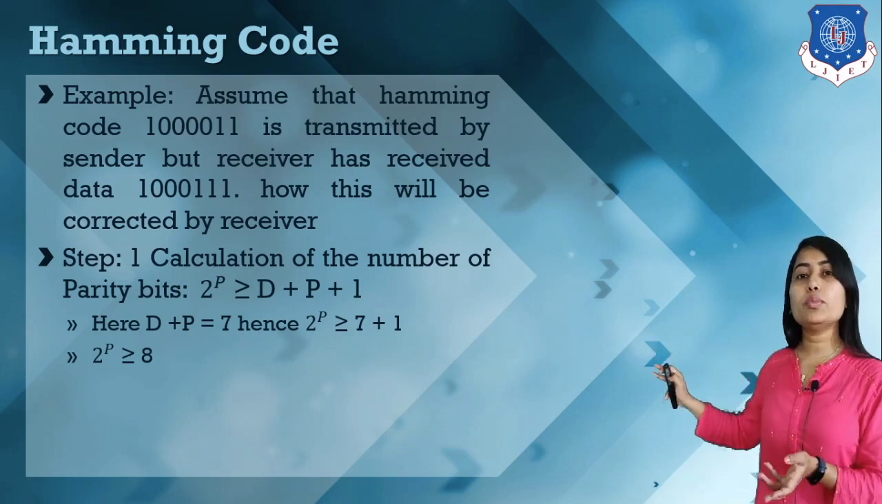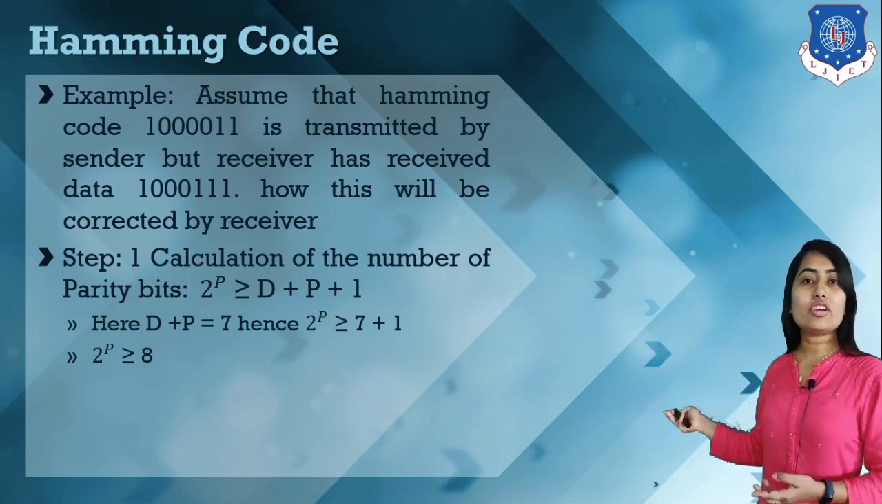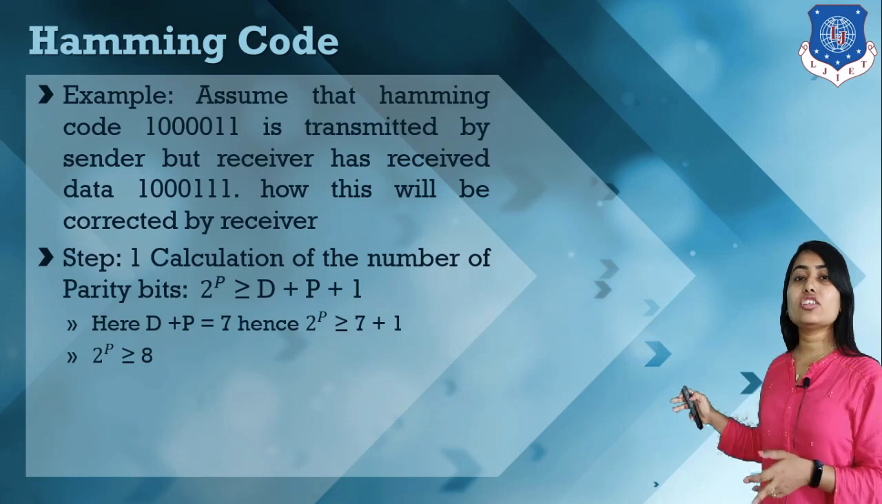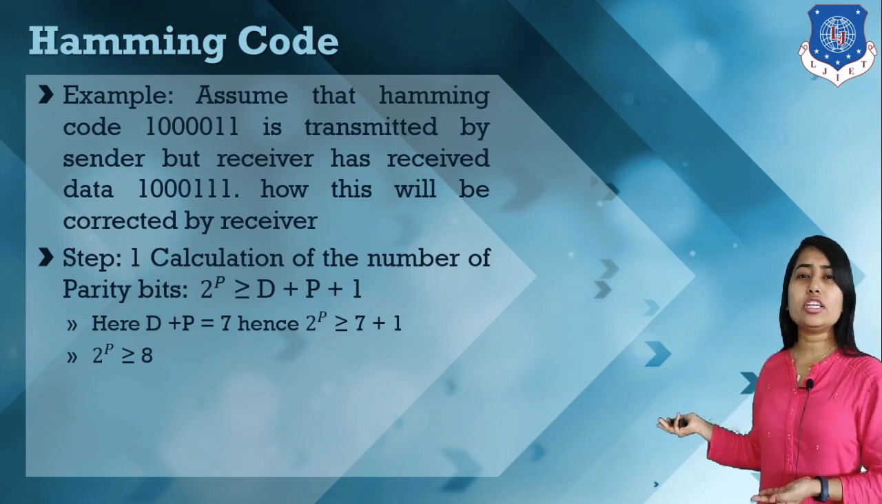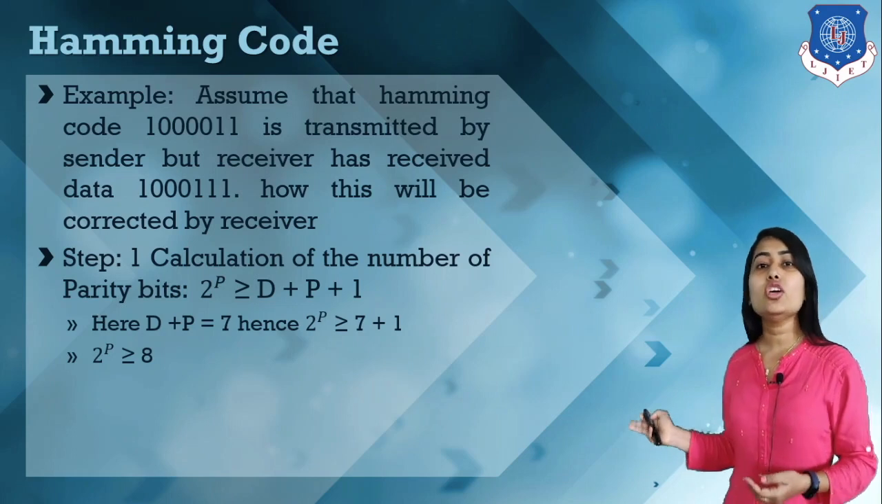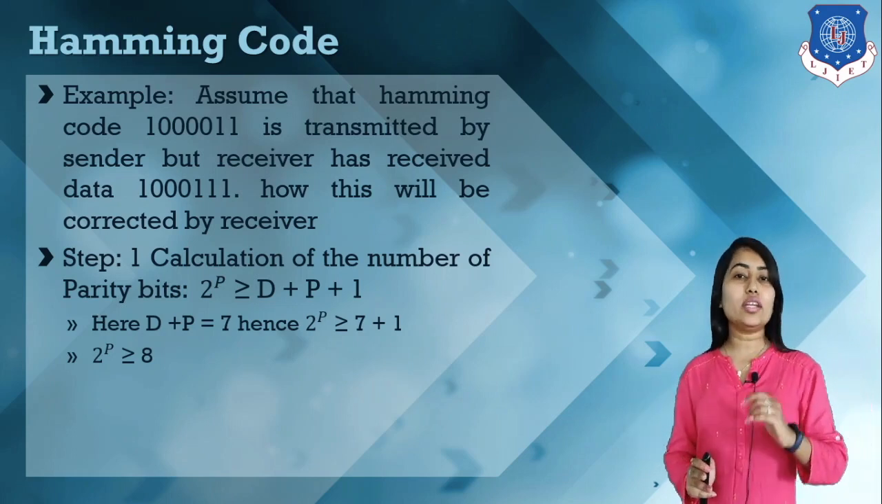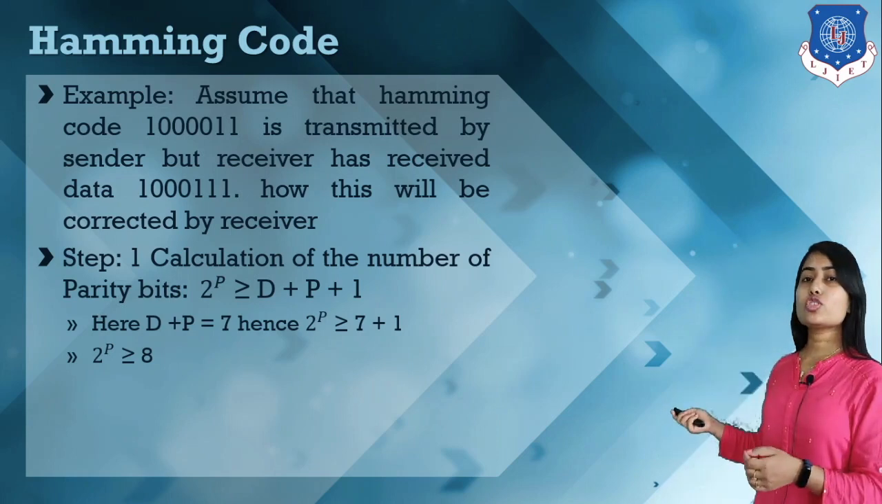Okay, so if we put d plus p is equal to 7, then 7 plus 1 is 8. So here we have an inequality: 2 raised to p is greater than or equal to 8. Which value of p satisfies this inequality? p is equal to 3. So we know that here 3 are parity bits and 4 bits are our information bits.